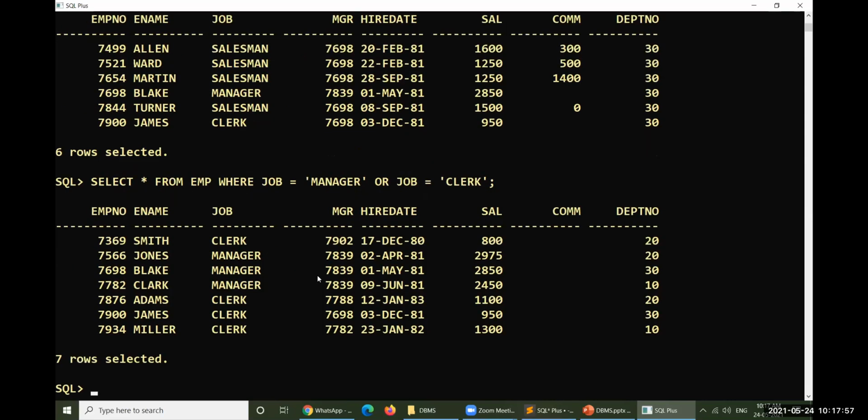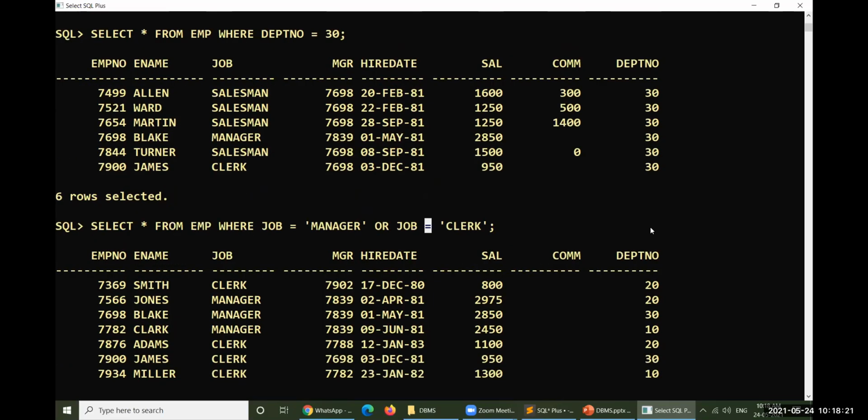You can see the filter condition gets operated here, so that only clerks or managers are displayed. Salesman, analyst, president, everything else will not be displayed here. So here we have operated with or, and we have used equal to. Then we'll take one more condition, one more operation.